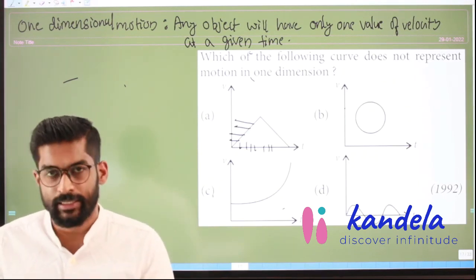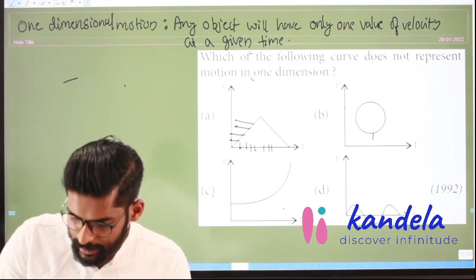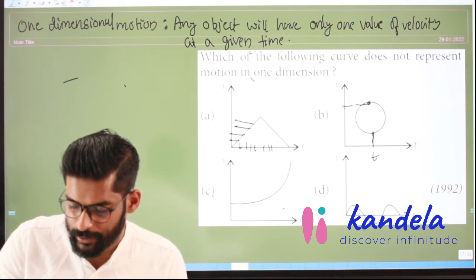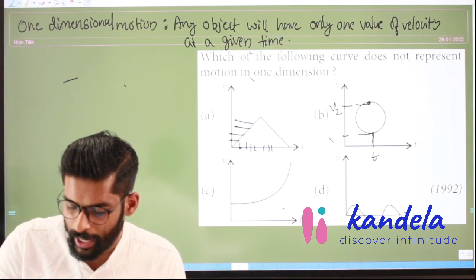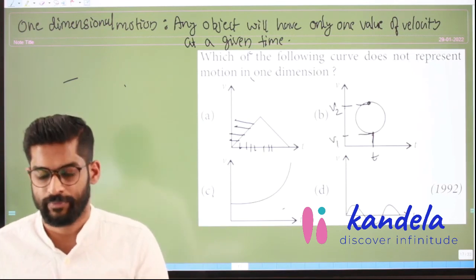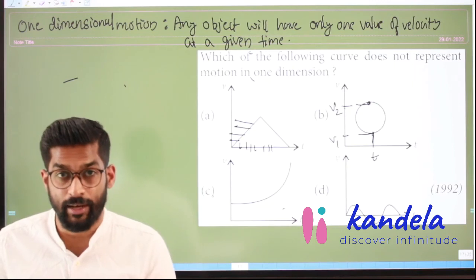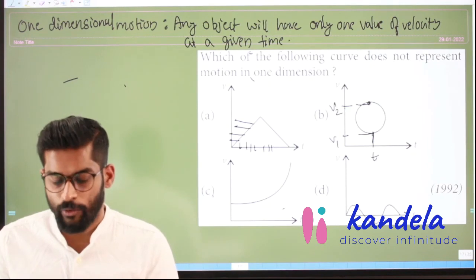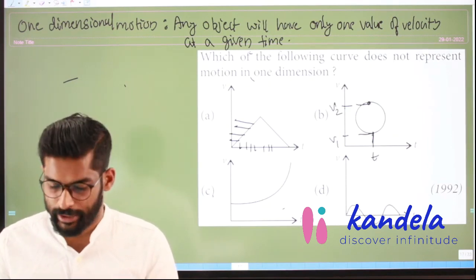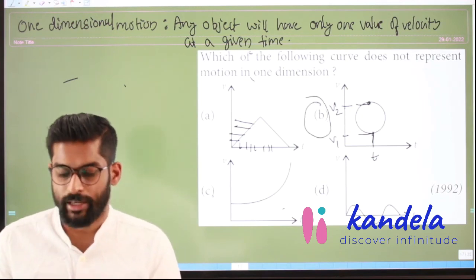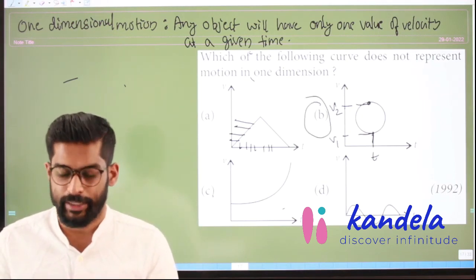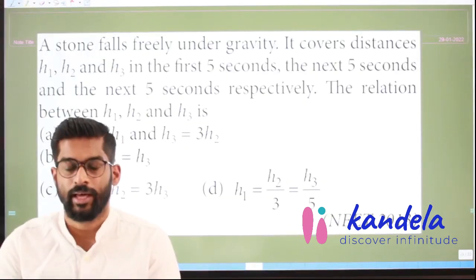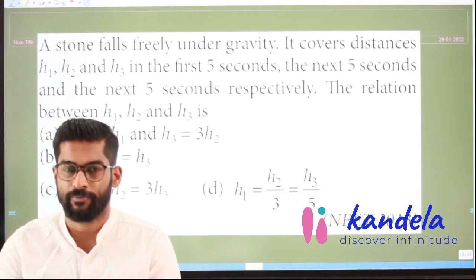Now, if you look at option B, at this time t, it will have two different velocity values. So it has a velocity v2 and v1 at any given point of time. So option B represents a figure in which two simultaneous values of velocities are possible for a given time, which is not how we define a one-dimensional motion. So obviously option B does not represent a curve that describes a one-dimensional motion.